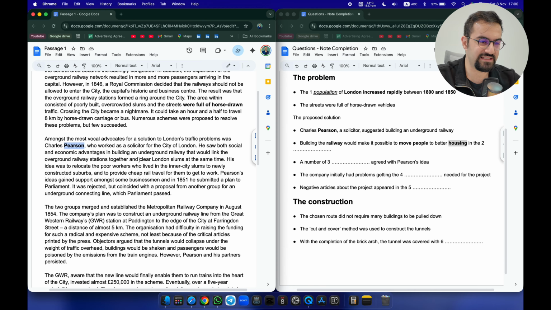His ideas, so I'm not reading anything about the possibility of moving people to better housing somewhere. That's why I keep reading. His idea was to relocate poor workers. Relocate, okay, something interesting. Who lived in the inner city slums, okay, to newly constructed suburbs, and provide cheap rail travel for them to get work. Okay, this sentence has already attracted my attention. So his suggestion, his idea was to relocate poor workers. It's about possible to move people. Well, you can ask, but poor workers are not people? No, they are people.